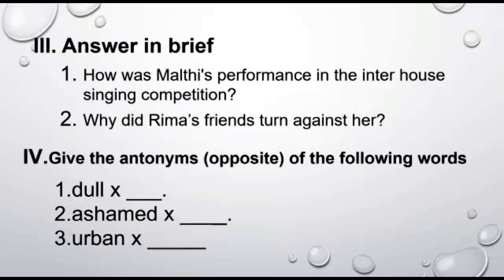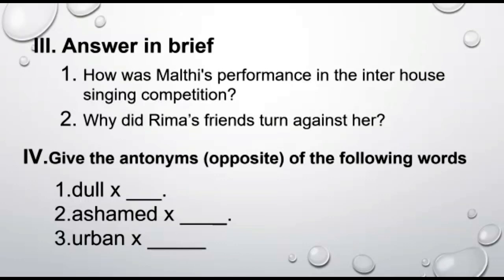Question number 2. Why did Rima's friends turn against her? When I told you that Rima was good in studies, she was always there to raise her hand and give the answer. She was intelligent, and because of that most of her friends turned to Rima, and she was also good in maths. So always her friends and other children took the help of Rima.